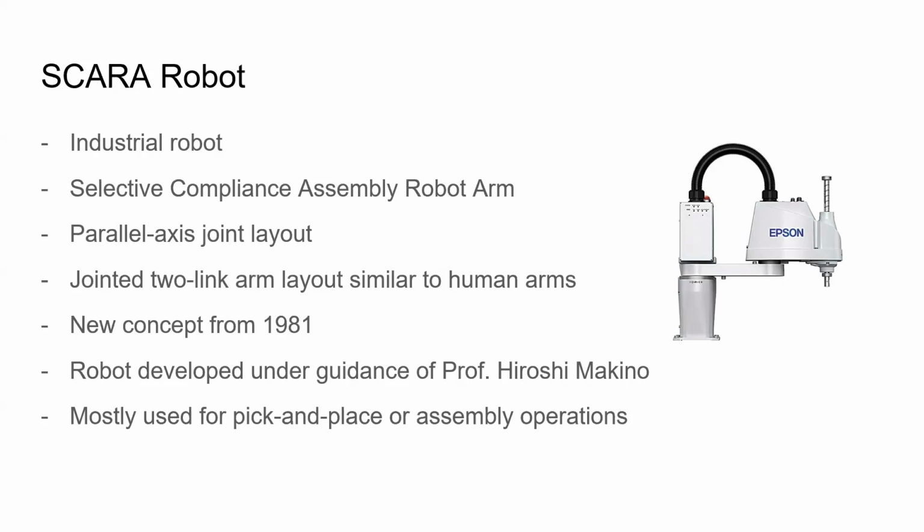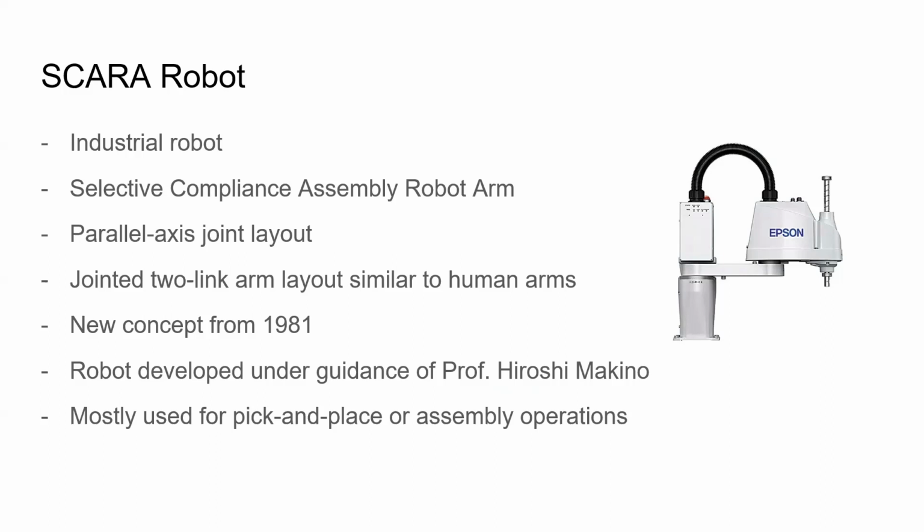And the features allow the arm to extend into confined areas and then retract or fold up out of the way. This is advantageous for transferring parts from one cell to another, for loading and unloading process stations that are enclosed. SCARA is generally faster compared to Cartesian robots. It was initially developed under the guidance of Professor Hiroshi Makino. It was a new concept back then in 1981.